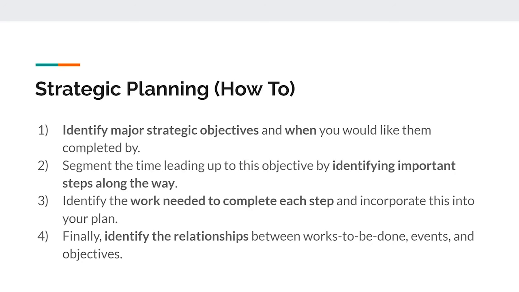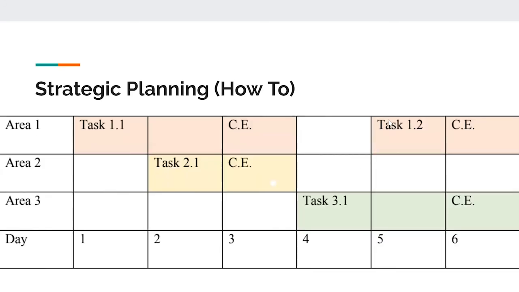And step 4, identify the relationships between the work to be done, the events, and the objectives. This last step is done best through a Gantt chart, which I think is on the next slide. Yes, it is. So a Gantt chart is basically a visual representation of what work you're doing and by when. On the bottom axis, we have our days, and on the side axis, we have the different areas that we're working in. And this is a completely arbitrary Gantt chart.